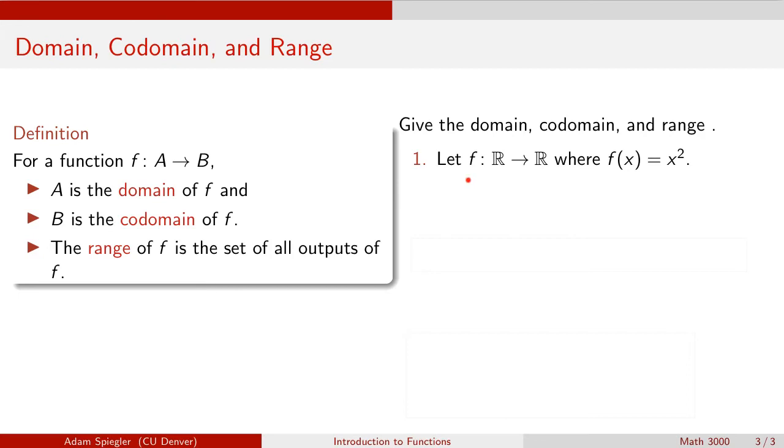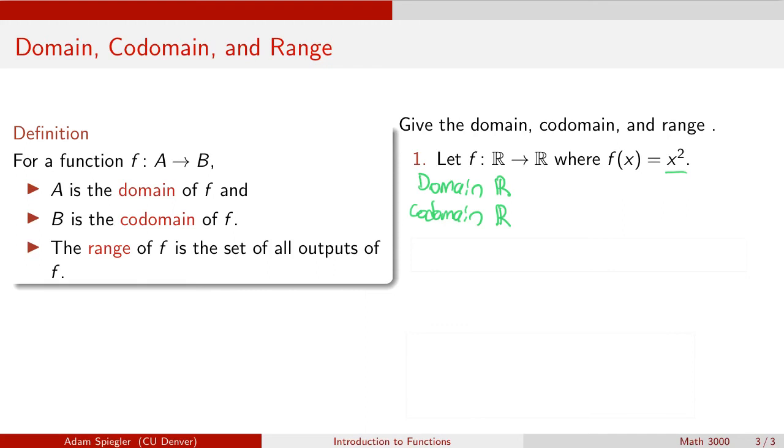So let's say, first of all, let's consider the function which maps from the set of all real numbers to the set of all real numbers, where we are defining f as the equation: you take an input x and you map it to x squared. So here, the domain is the set of all real numbers. The codomain is also the set of all real numbers. Okay, but the range is actually just the values that get mapped to from this function.